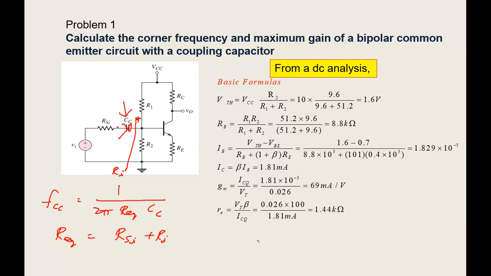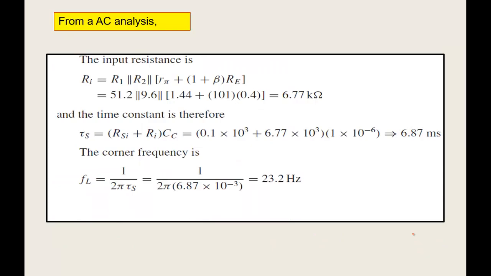So what is RI basically? RI is basically what we have here, Rin, that is R1 parallel R2 parallel beta plus 1 Re. I think we need to have R pi also will be there. Okay, so that's your Ri. Okay, so substitute, once you know all those things, substitute this one. You can see here, this is what has been here. Okay, so you will find out 6.77 kilo ohm is your input resistance.